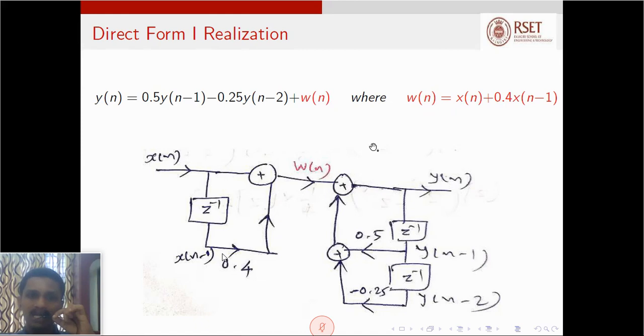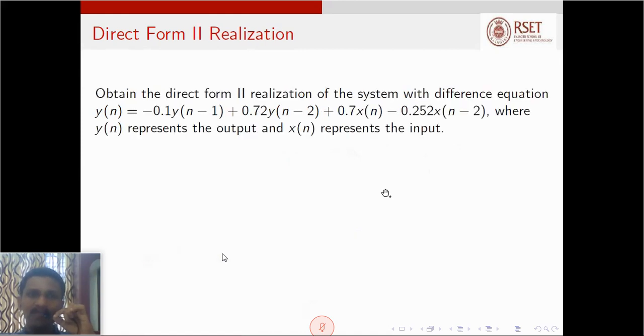Now the second type is the direct form 2 realization. Here an example is given. Obtain the direct form 2 realization of the system with the difference equation y of n is equal to minus 0.1 y of n minus 1 plus 0.72 y of n minus 2 plus 0.7 x of n minus 0.252 x of n minus 2, where y of n represents the output and x of n represents the input.